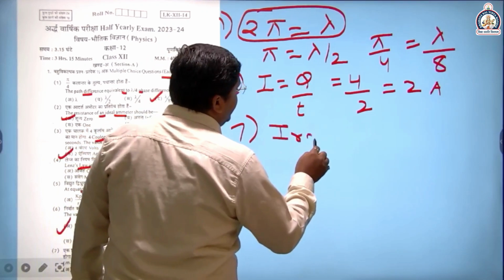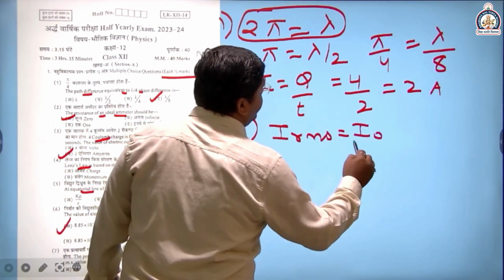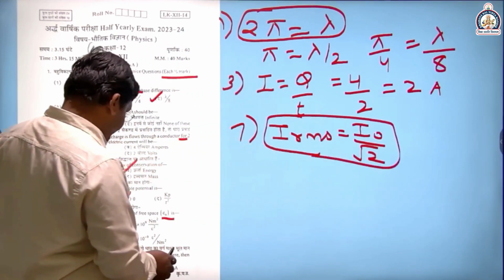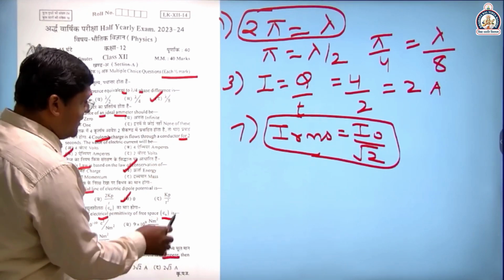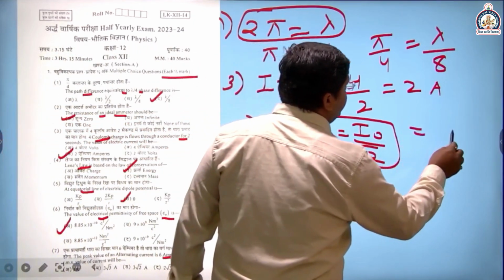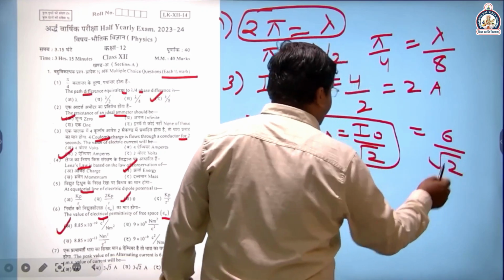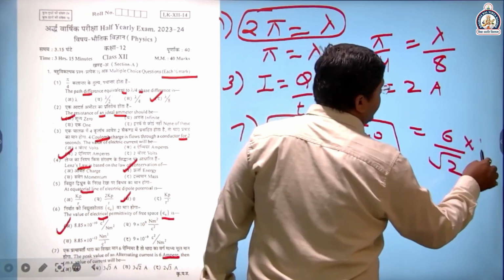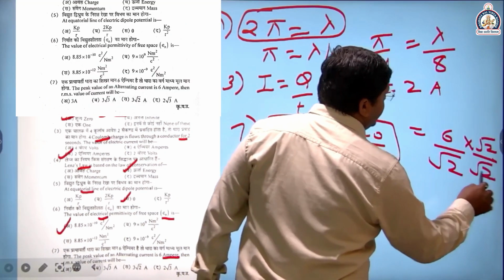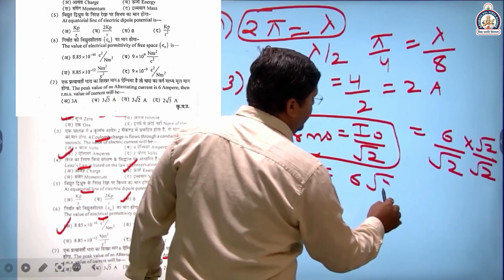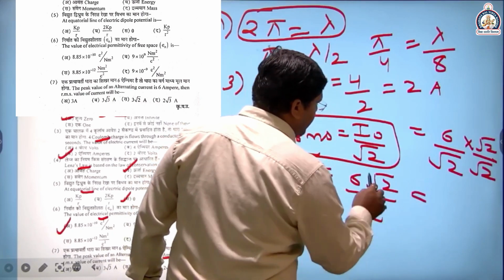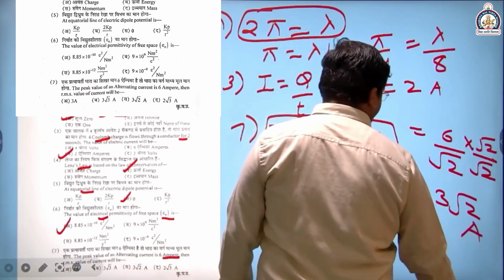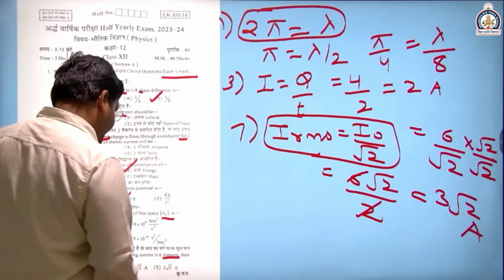IRMS. The relation is IRMS is equal to I naught upon root 2. Simple relation, IRMS is equal to I naught upon root 2. In the question, the peak value is given as 6 ampere. That means I naught is given as 6 ampere, so 6 upon root 2. That can simply be written as, if we want to solve this, root 2 upon root 2. That means 6 root 2 upon 2. That is 3 root 2. The required answer is 3 root 2, and if we are calculating current, the unit must be ampere. That is option number C.